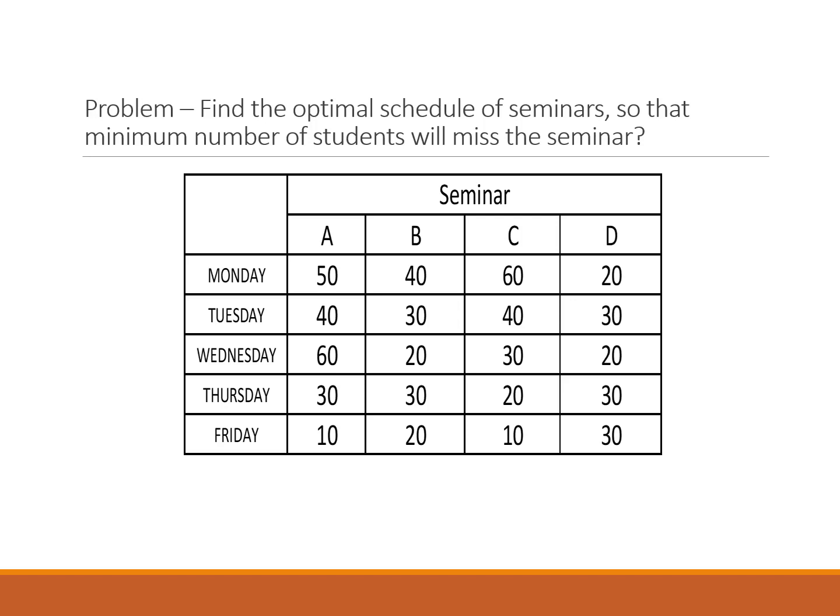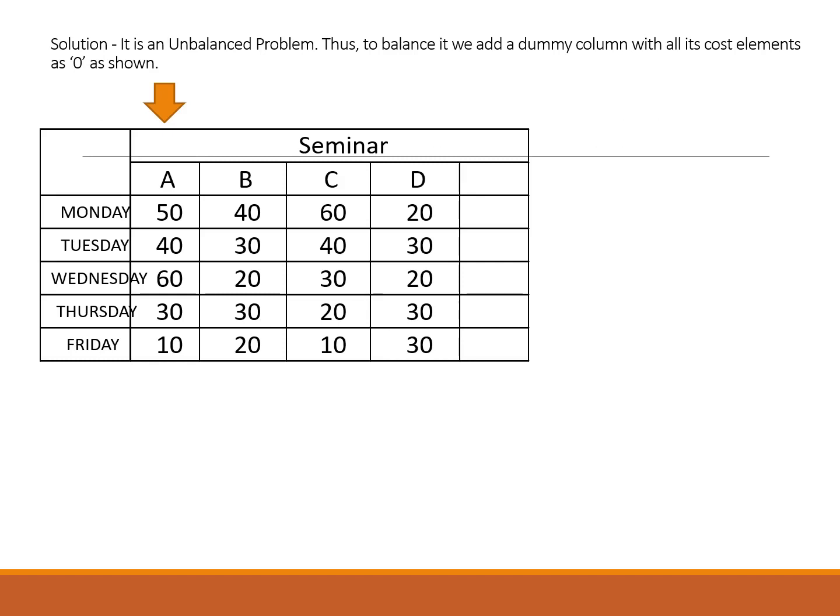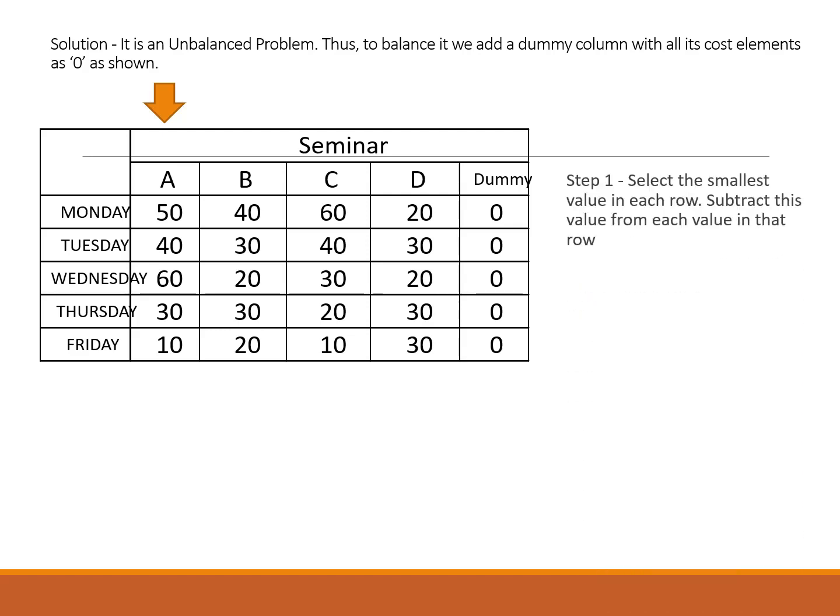So first let's check whether the given problem is balanced or unbalanced. So it is an unbalanced type of problem. Thus, to balance it, we add a dummy column with all its cost elements as 0, as shown in the figure. So see, add the dummy column over here with the value 0 for each day. So apply the Hungarian method or flood technique.